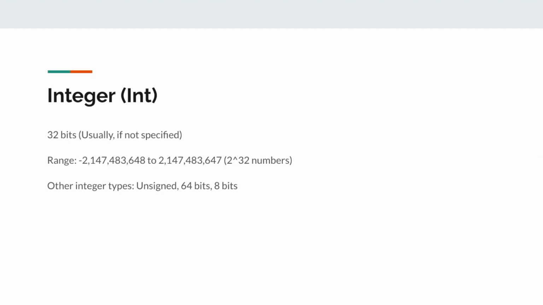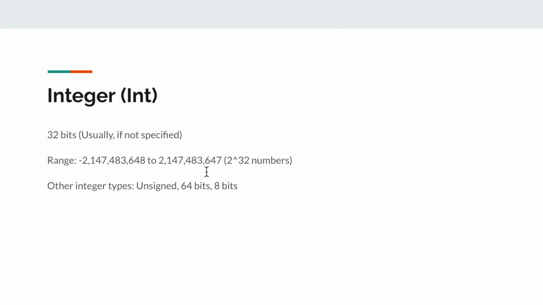There's also the integer. Integer is also referred to as int in programming languages. It is very similar to how we use integers in daily life. Usually it's represented as 32 bits, if not specified otherwise. The range of a 32-bit integer is from this number in the negative all the way up to this number in the positive. That's 2 to the power of 32 numbers in total.